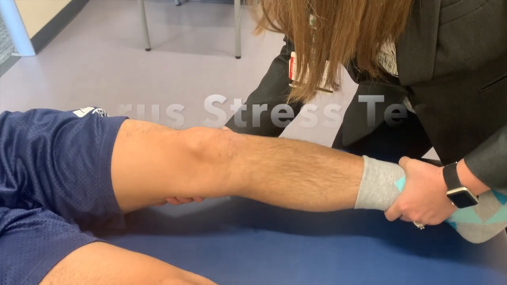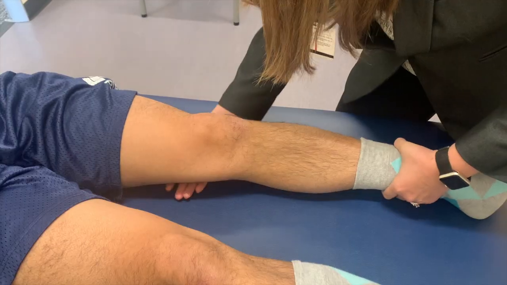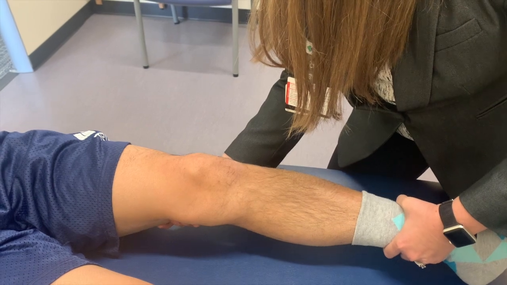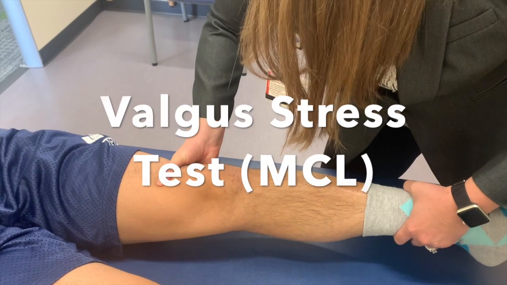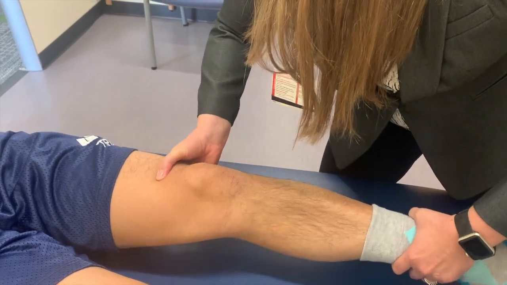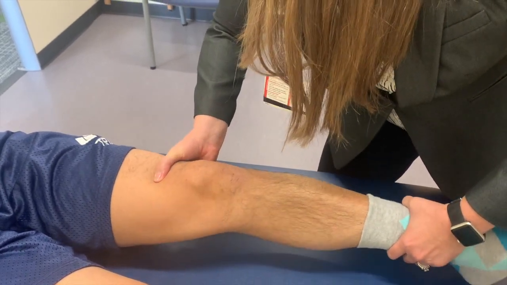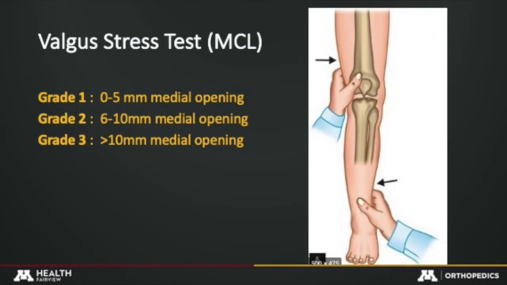LCL laxity is assessed with a varus stress test, with the knee at both 0 and 20 degrees of flexion, placing a varus force which pushes the ankle medially to recreate a bow-legged type alignment of the limb, and is graded based on millimeters of lateral opening. MCL laxity is assessed with a valgus stress test, with the knee at both 0 and 20 degrees of flexion, placing a valgus force pushing the ankle laterally to recreate a knock-knee type alignment of the limb, and is graded based on millimeters of medial opening.